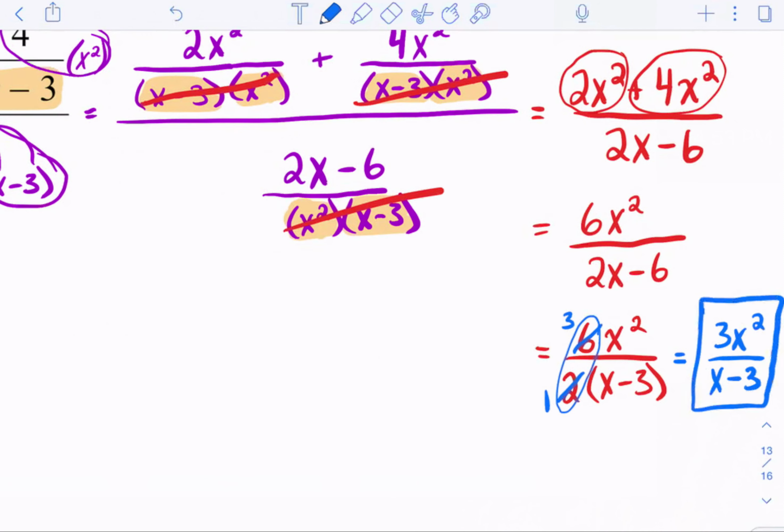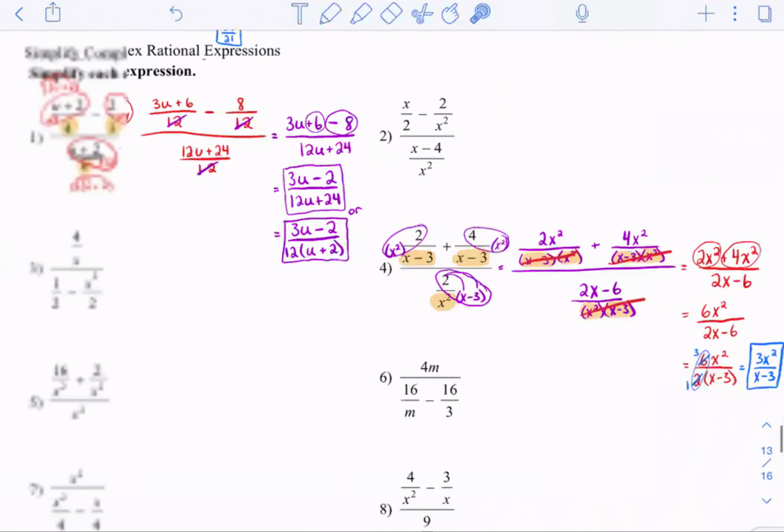Now don't forget, you cannot reduce this 3 and this 3, because down here we have a family. They're connected by this minus sign. If there's a minus or a plus sign, you cannot just reduce them. So see if that helps you.